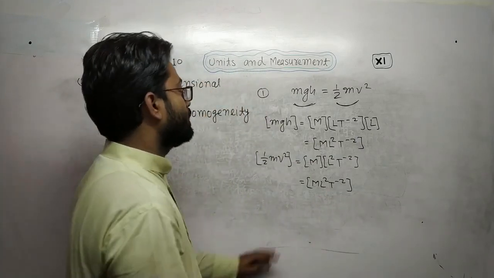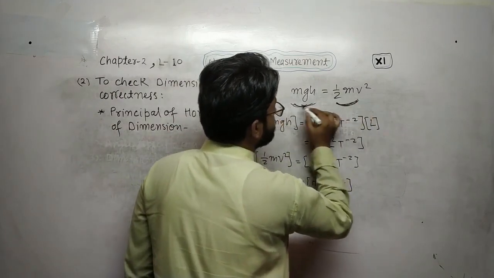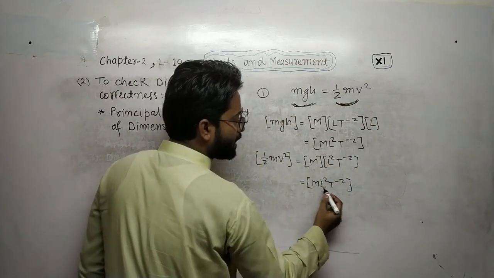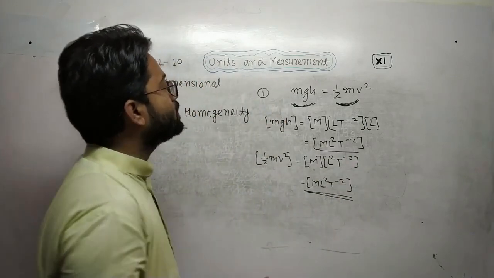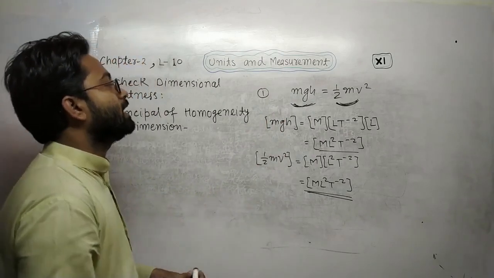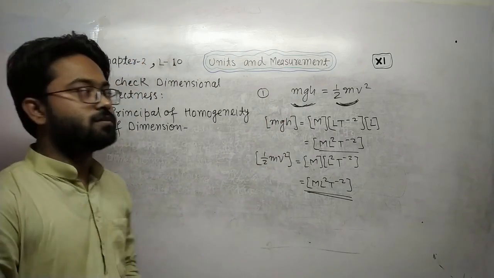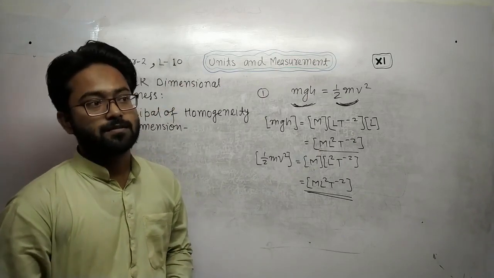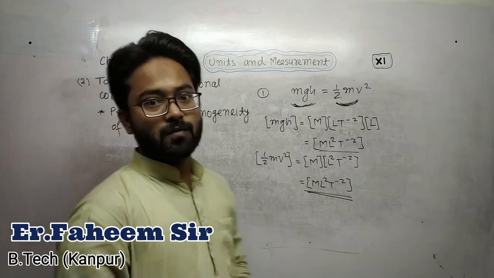This shows that both sides of the equation have the same dimension, M L square T to the power minus 2. That means this equation is dimensionally correct, or we can say that this equation is dimensionally consistent. Hope you are getting it, and thanks for watching this video.